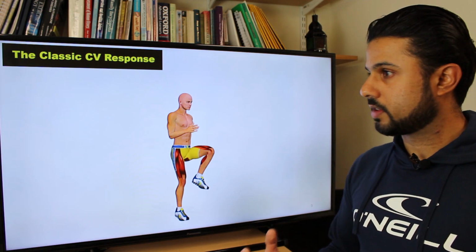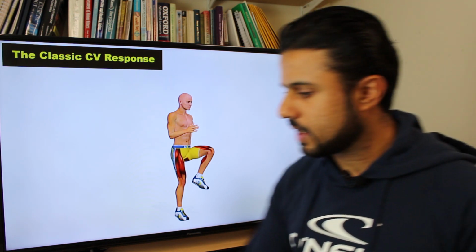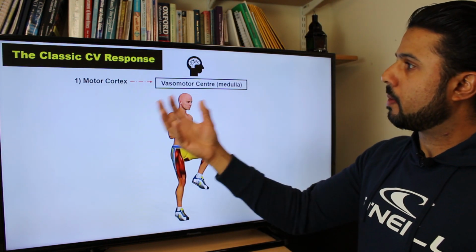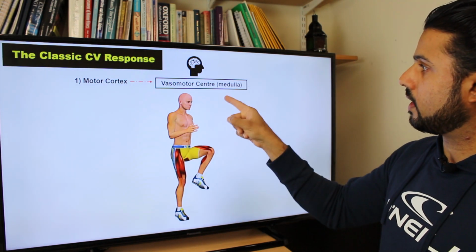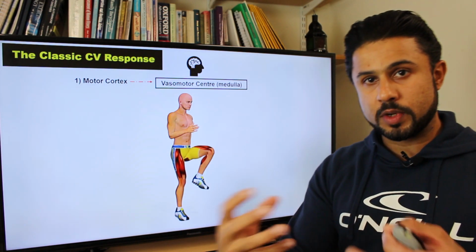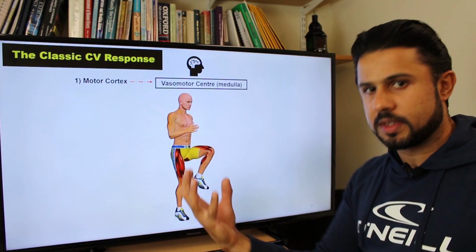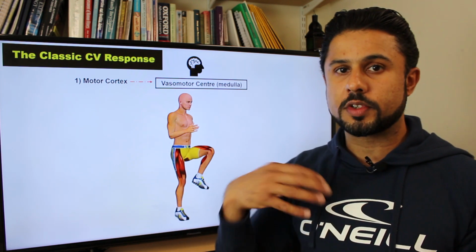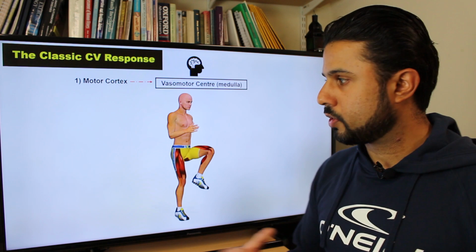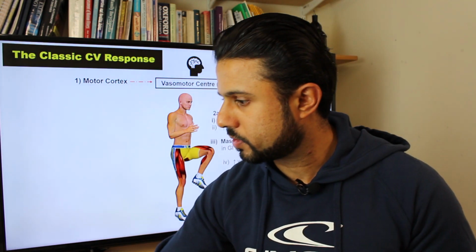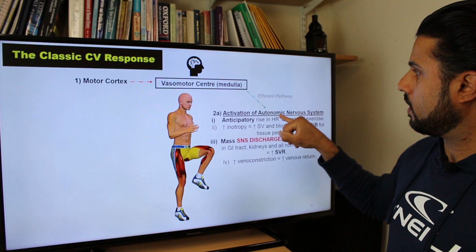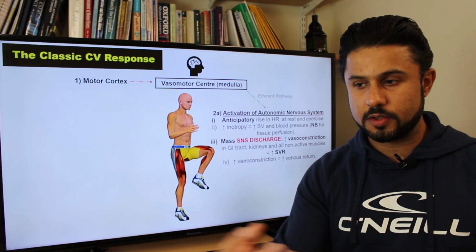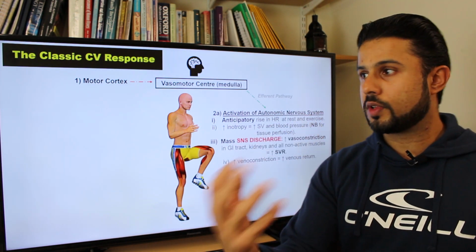As soon as you start to exercise, or even before exercise, we start to get some changes in our cardiovascular system. How that happens is we have the primary motor cortex, and the vasomotor center, which is located in the medulla oblongata. We've got the motor cortex, and that's going to initiate some responses via several nerves to the heart and to the blood vessels. So the first thing that would have happened is via efferent pathways. By efferent we mean that it has an effect, so there is a target tissue that is going to have an effect.